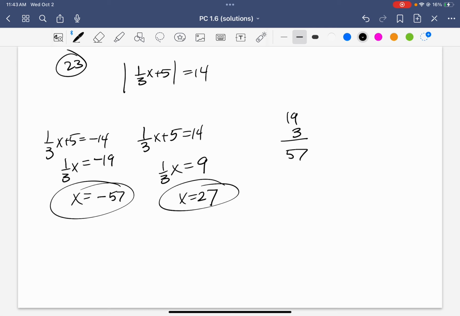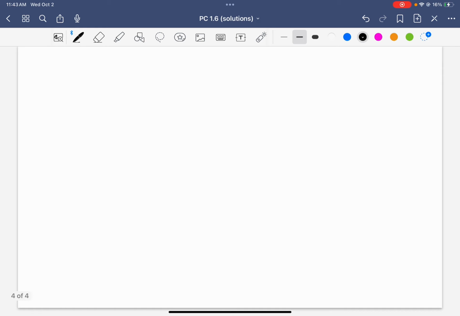Right? Let me subtract, make sure everything's right. Okay, so that's 23. Let's look at 29. Okay, I've got the absolute value of x minus 2 is greater than 10.